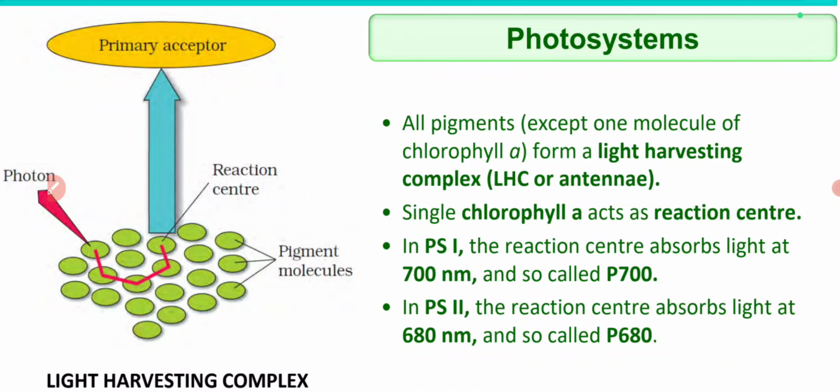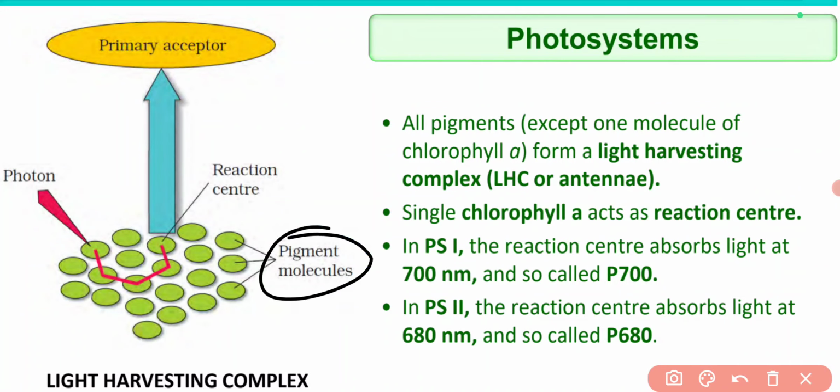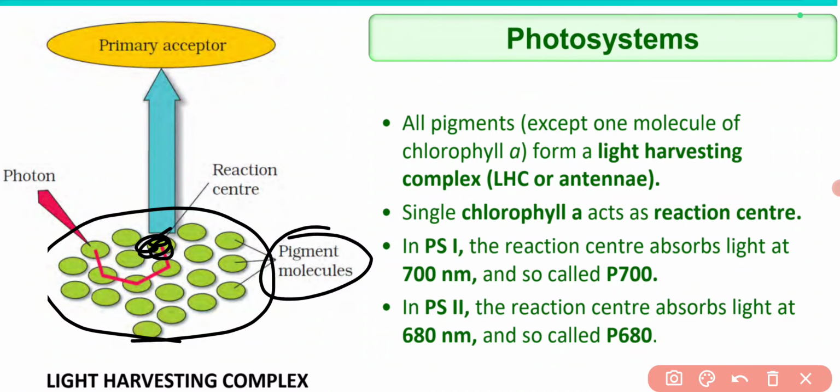All pigments except one means, you can see, these are the pigment molecules. All of them form a light harvesting complex, and this is the light harvesting complex, except one chlorophyll a, that is this one. Except this one.